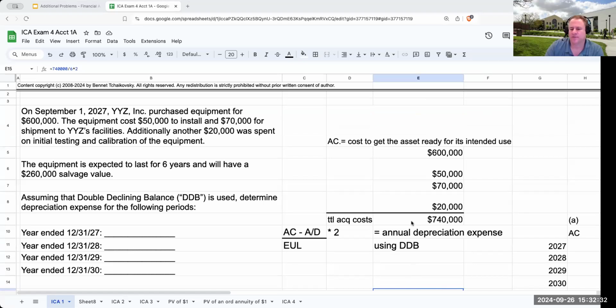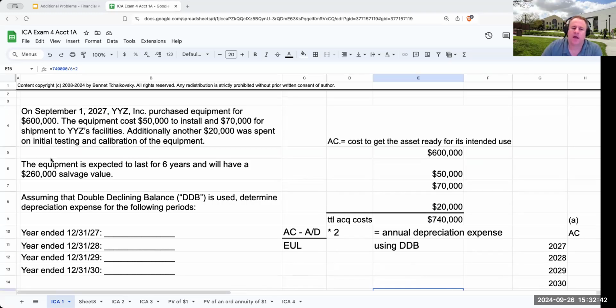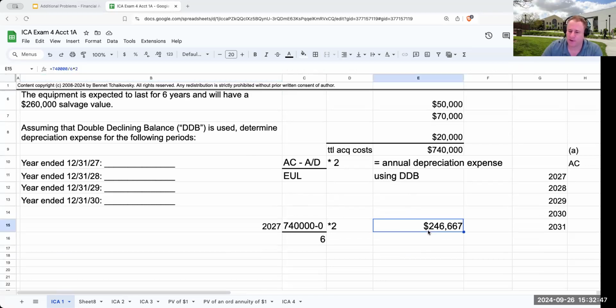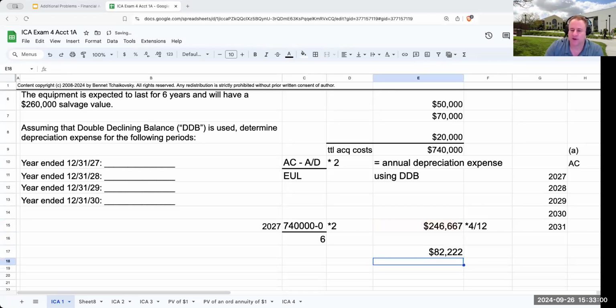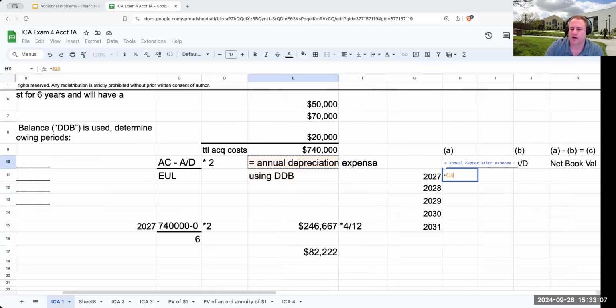Now, when it comes to this part over here, what I need to ask myself as well, this is annual depreciation expense. How long did I use it for in 2027? Well, I didn't use it for a full year. I used it for 4 months, September, October, November, December. So I need to multiply this result here by 4/12. So 246,667 times 4 divided by 12 is going to give us 82,222.